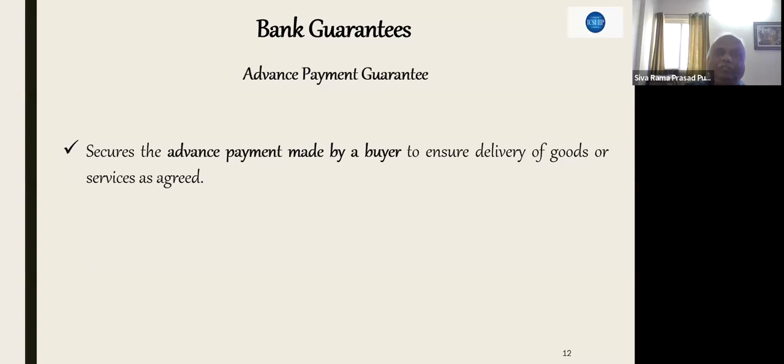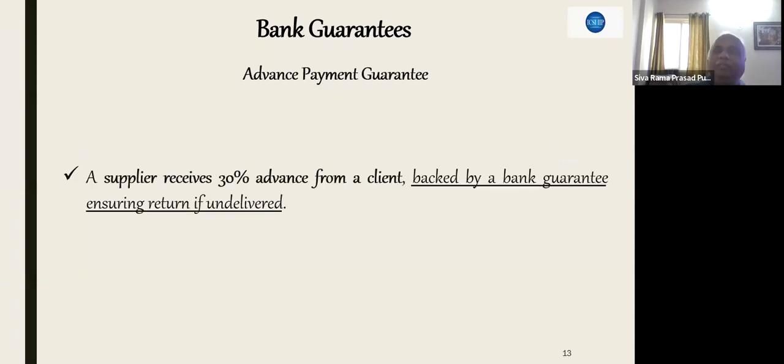Whatever the services or goods, for that also the banks are issuing bank guarantees. A supplier receives a 10% advance from a client, backed by a bank guarantee ensuring return if undelivered. Some suppliers ask for an advance amount: once you have given 30% advance, then only I will supply. Otherwise, I don't want to supply.